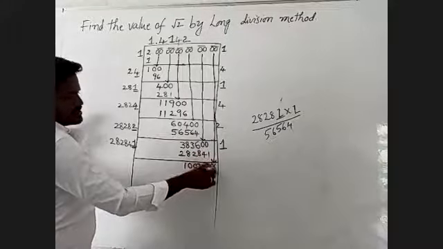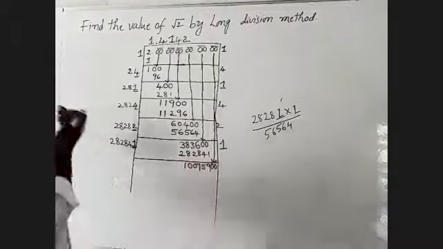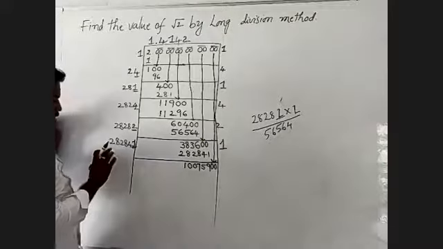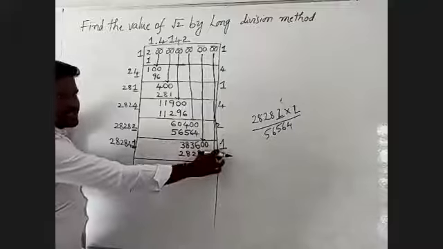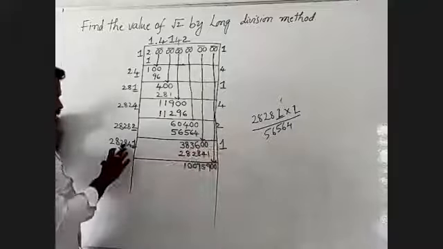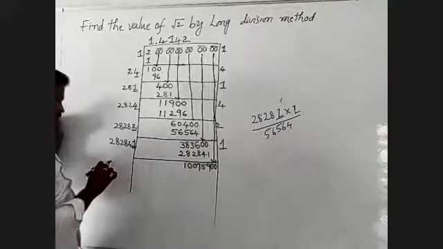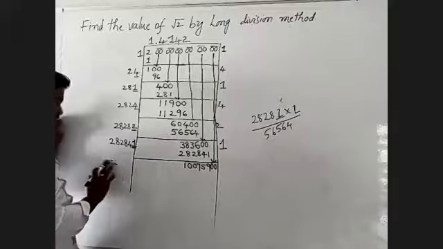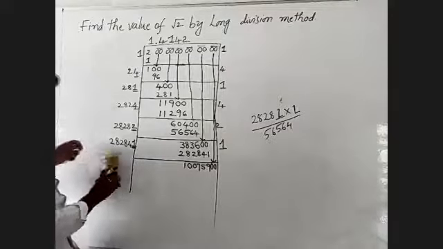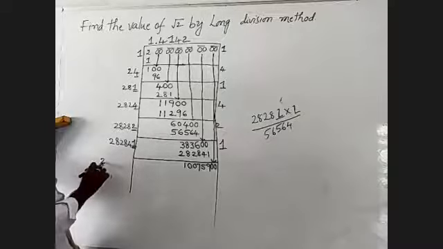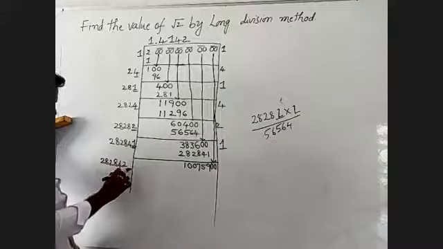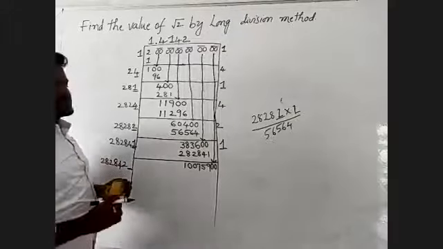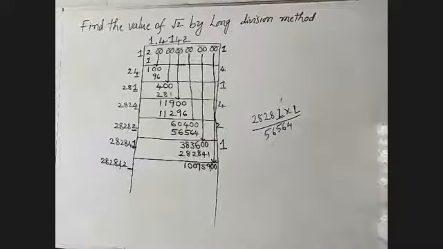This is the last step of the given problem. You'll observe, we have to take 2, 8, 2, 8, 4, 1. This will be added by this one. 2, 8, 2, 8, 4, 1 plus 1 is equal to 2, 8, 2, 8, 4, 2. We'll take the units place value.